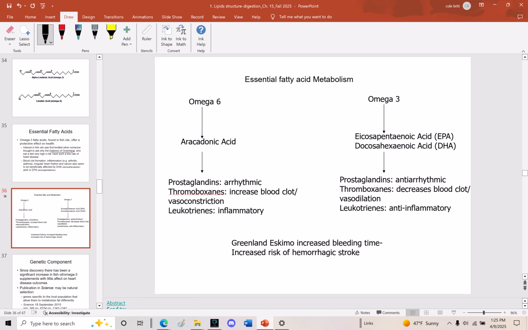All right. The risk, though: Greenland Eskimos, even though they do not have high rates of heart disease, actually do have an increased rate of hemorrhagic stroke. Hemorrhage means you bleed out, and that's what's going on. If you have too much omega-3, too much is not a good thing either, because remember, it is a blood thinner. It will decrease blood clotting. And so they have a higher risk of hemorrhage. So again, it's about balance.